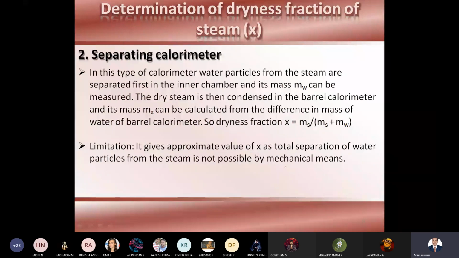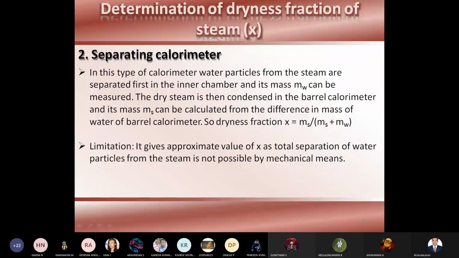Then we have another method, the separating calorimeter. In this type of calorimeter, water particles from steam are separated first in the inner chamber and their mass can be measured. Right. So first we have to measure the mass of the water. Then the dry steam is condensed in the barrel calorimeter, as we discussed earlier in the previous slide.